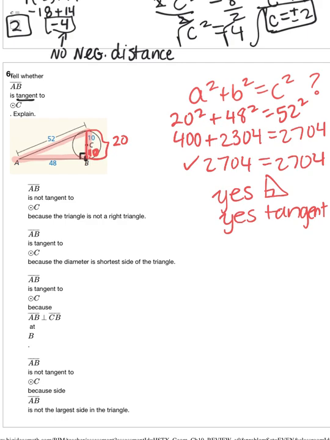Looking at our answer choices, it can't be this one, can't be this one, and let's see. Here it is. It's because AB and CB are perpendicular at point B. Here's AB, the long leg, CB, the short leg, they're perpendicular at point B.